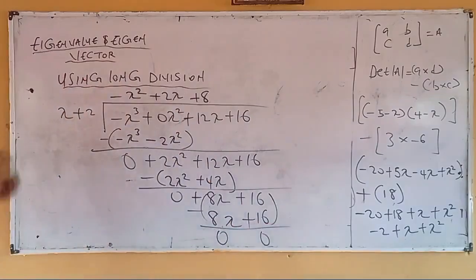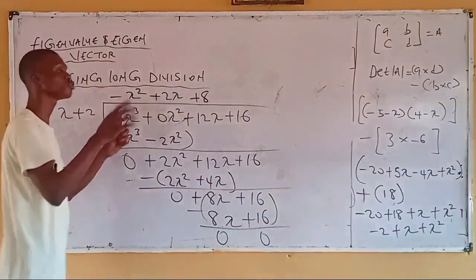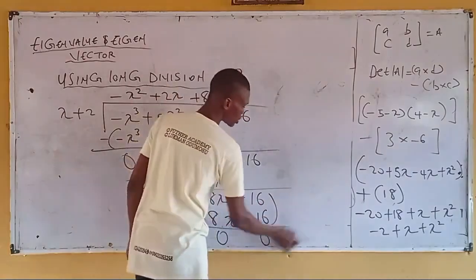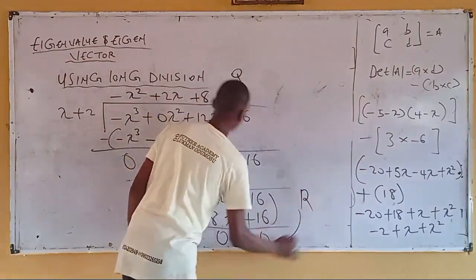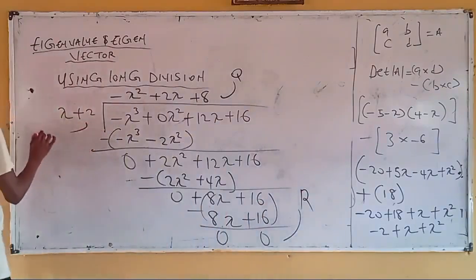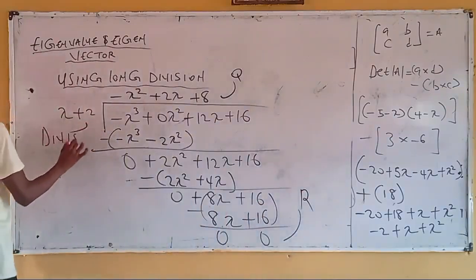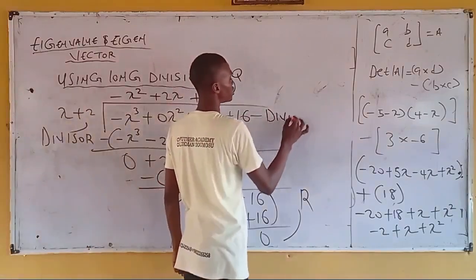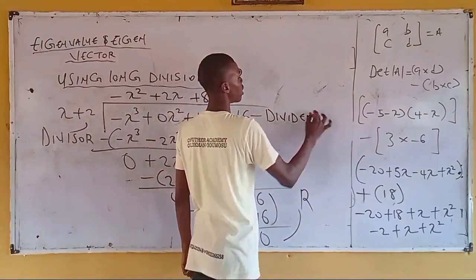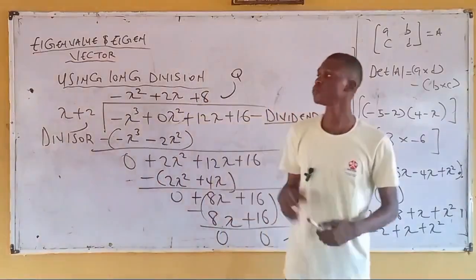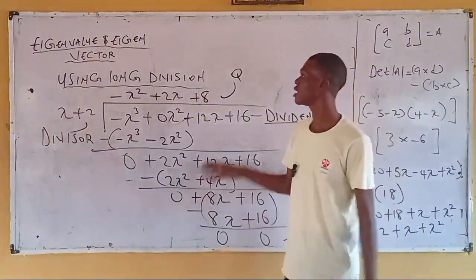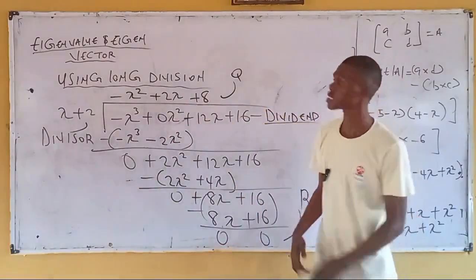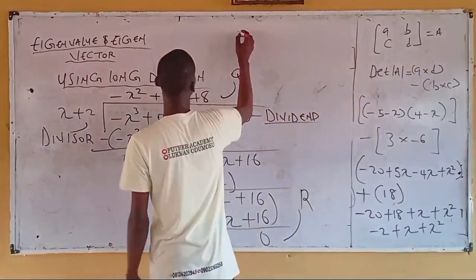Now say you are relating this to polynomial. This becomes your what? Quotient. This is your what? Remainder. And this is your what? Divisor. This is the divisor, and this is the dividend. But in this case, since you want to know the root of the equation, you are interested in the quotient. You are interested in the what? Quotient.